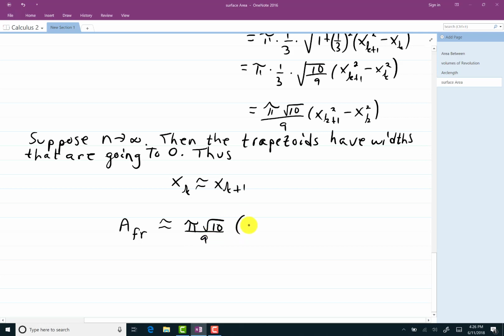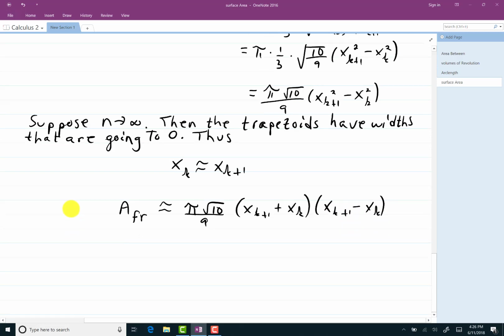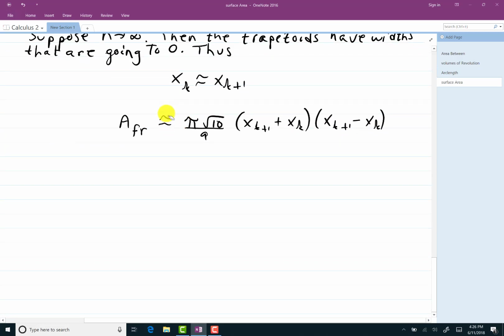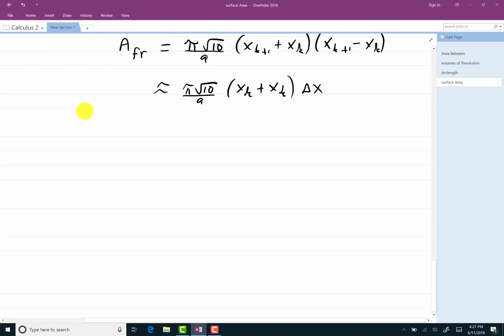Now what I'm going to do is factor the difference of squares. So actually this is equal. Let me take that out. But now it's approximately equal to pi radical 10 over 9 times x sub k plus x sub k. Now one of the things we always use for this piece back here is delta x, because we use the same width for all of the subintervals. So I get 2 pi radical 10 over 9 x sub k delta x.